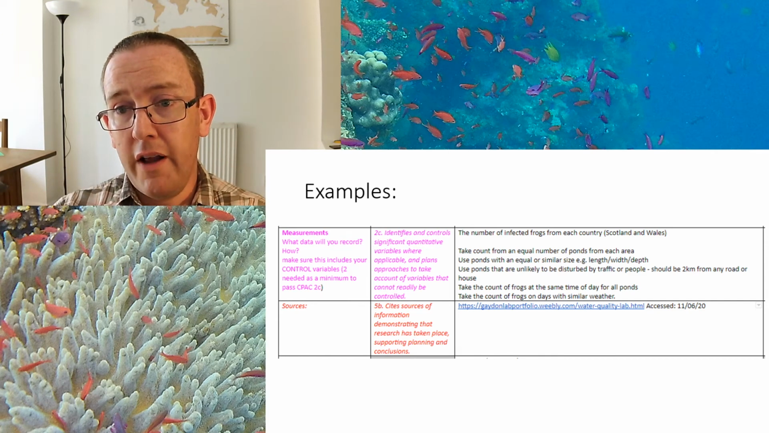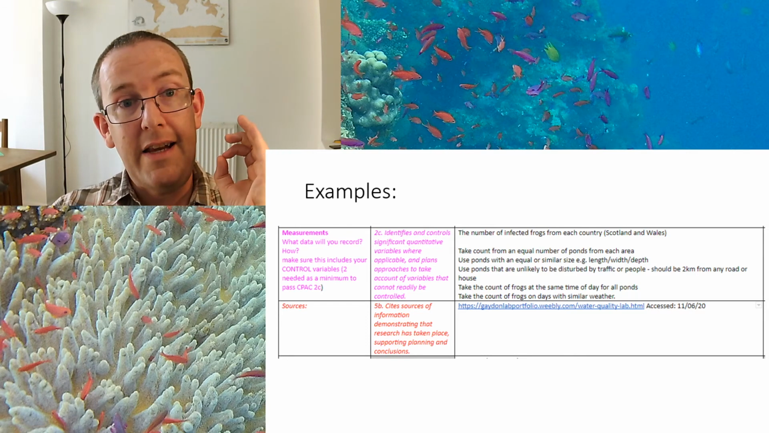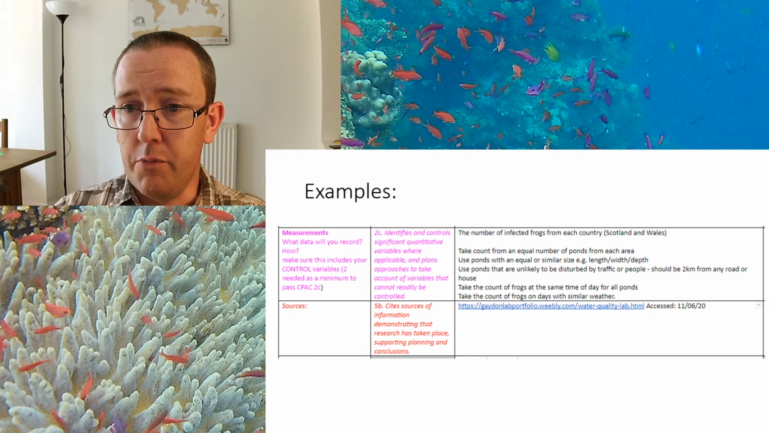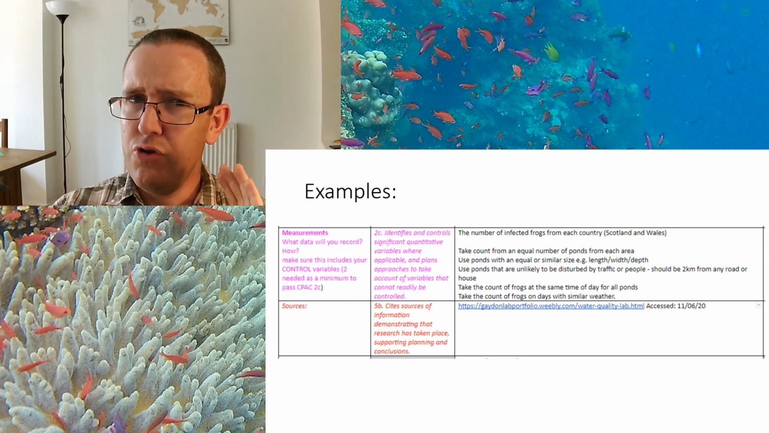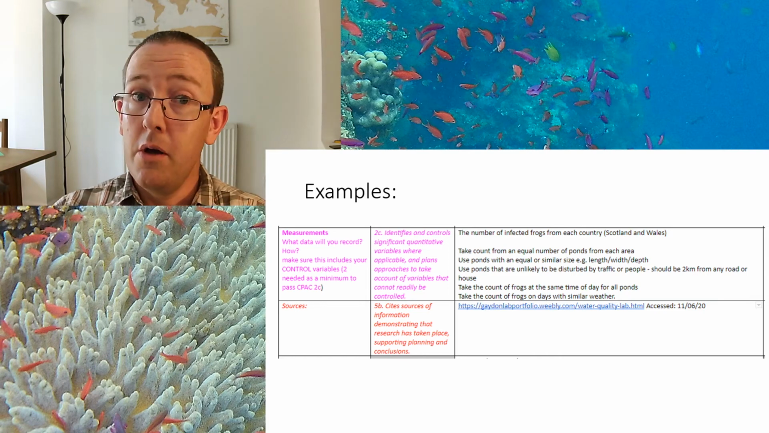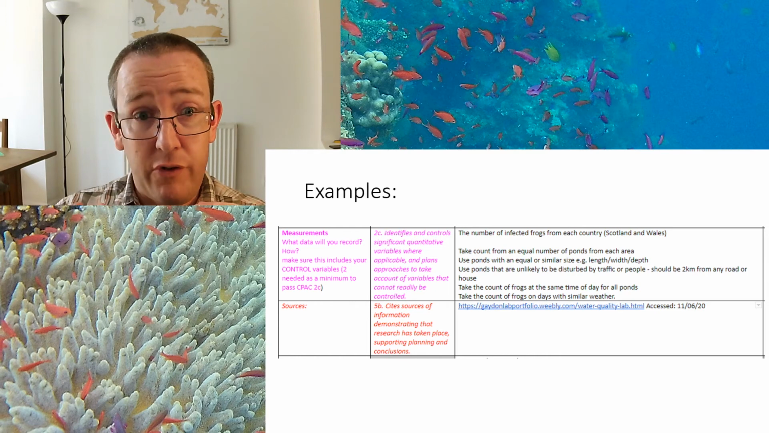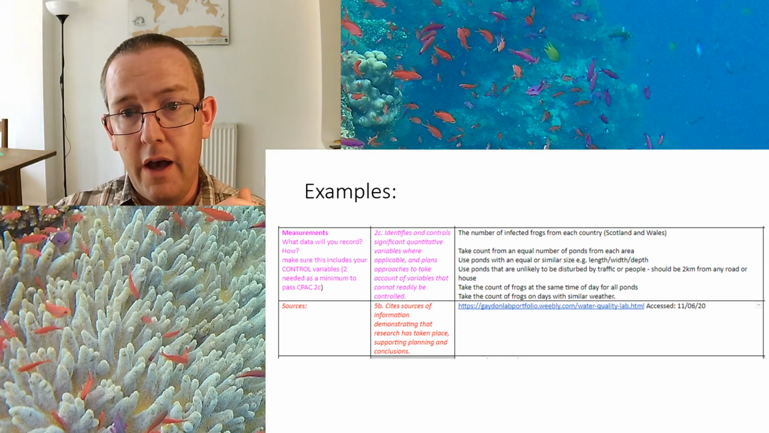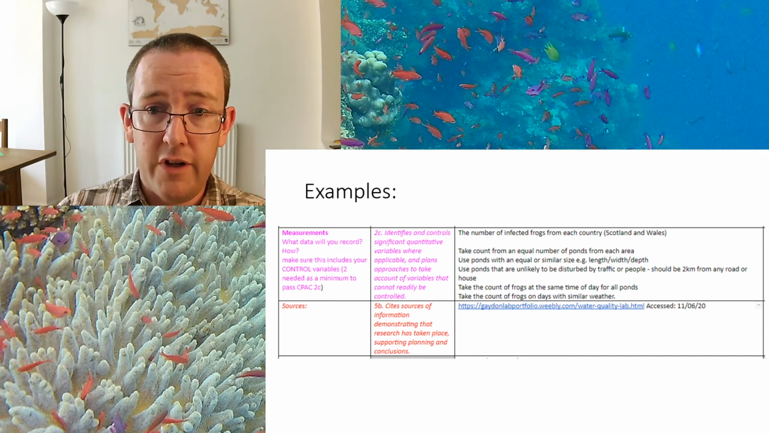Use ponds that are unlikely to be disturbed by traffic or people, so that's a good suggestion. And then even better, we've put a measurable limit on that. Should be 2 kilometres away from any road or house. Brilliant, right? I'm not sure where in the UK you can find a pond that is over 2 kilometres from somebody's house. Maybe you'll find enough for your study, but that's a really good specific control variable. Like that one, well done. Take the count of frogs at the same time of day for all ponds. Yep, very important, as we've just discussed.